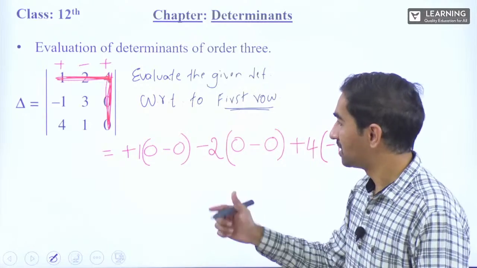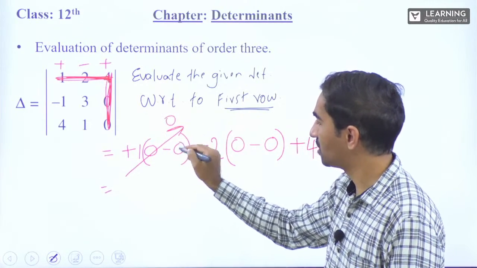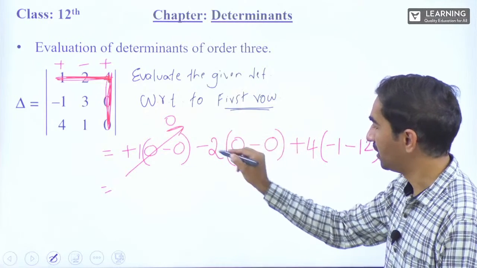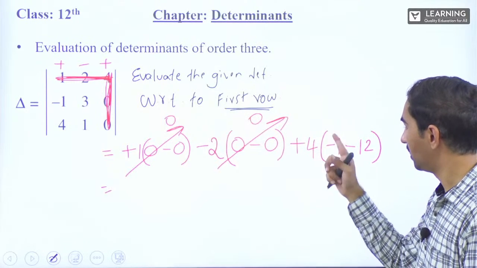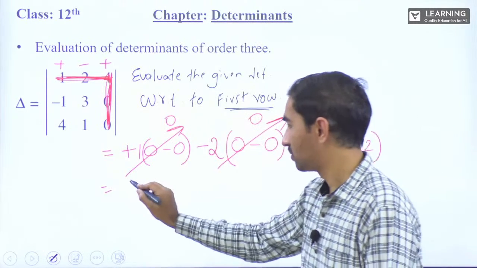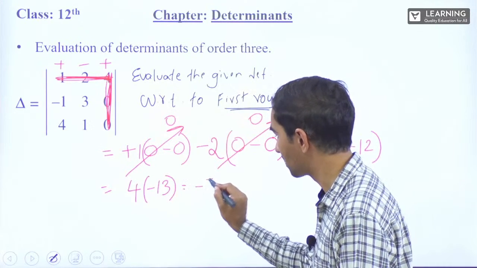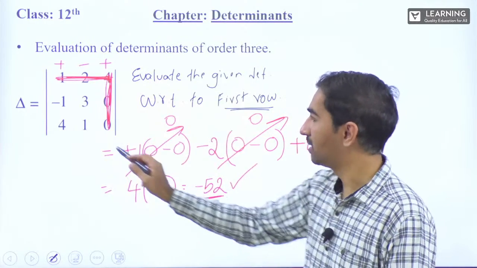Understanding. Further simplifying this, 1 into 0, so this is becoming 0, right? 0 minus 0 is 0, 0 into 1 is 0. So again 0 minus 0 is 0, into minus 2, so even this will also become 0. What is remaining? 4 into minus 30. So 4 into minus 30. So this would be equal to how much, students? Minus 52.